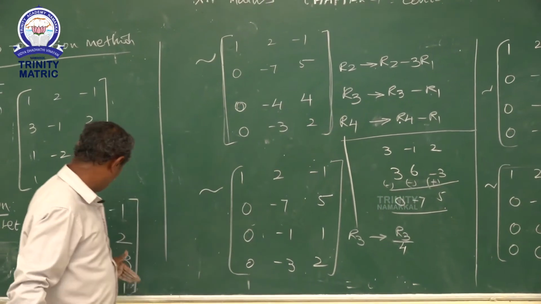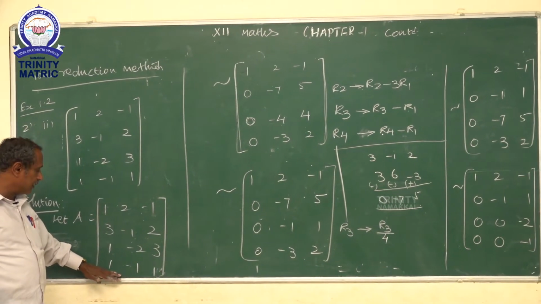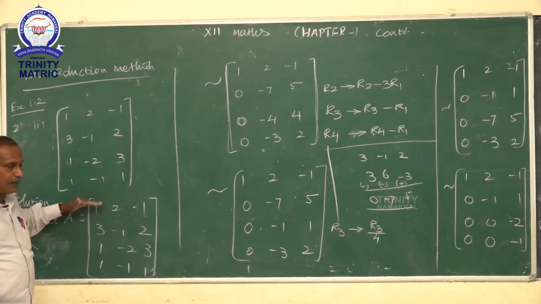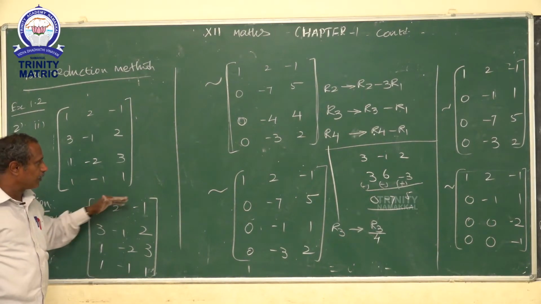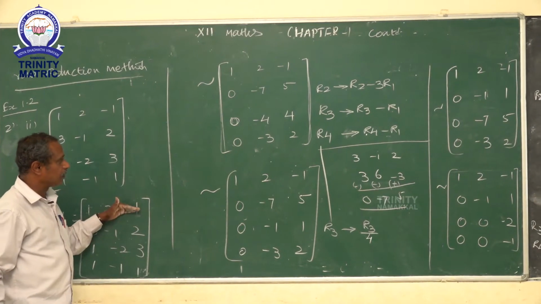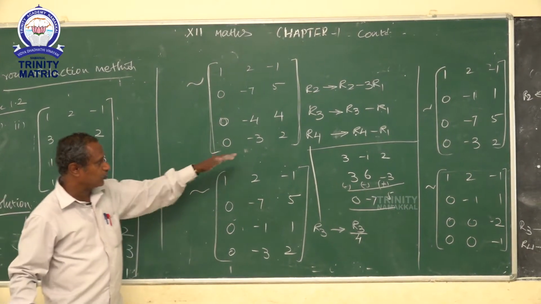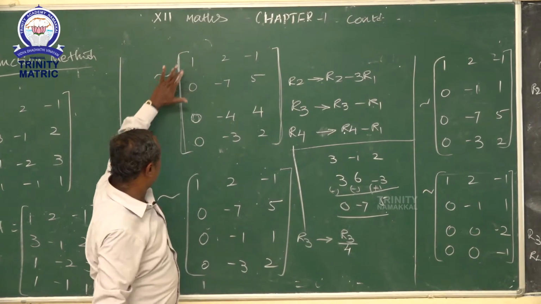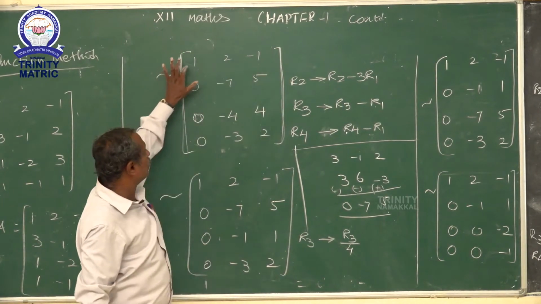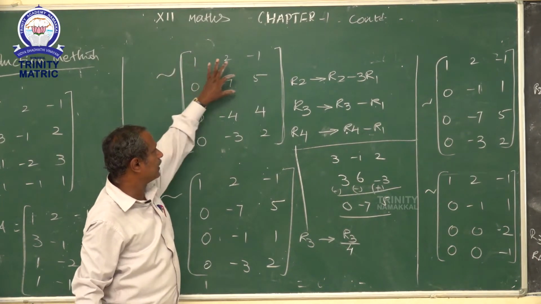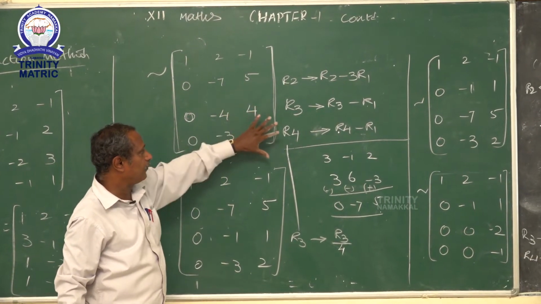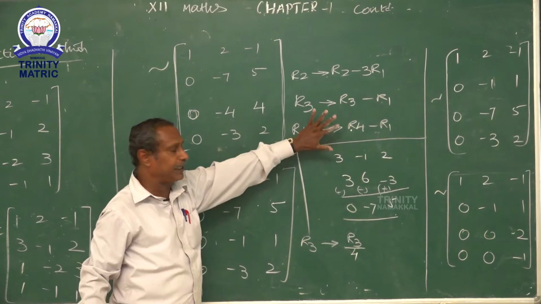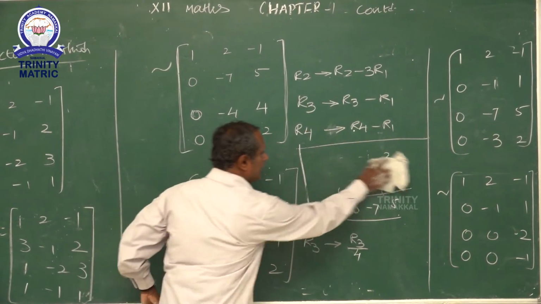In the same way, the fourth row also luckily we have 1. So, directly we can do with the first row, 1 minus 1 is 0, minus 1 minus 2 is minus 3, then 1 minus of minus 1 is plus, 1 plus 1 is 2. So, this is the new equivalent matrix 1 2 minus 1, 0 minus 7 5, 0 minus 4 4, 0 minus 3 2. After 3 elementary transformations we did, we are getting this.